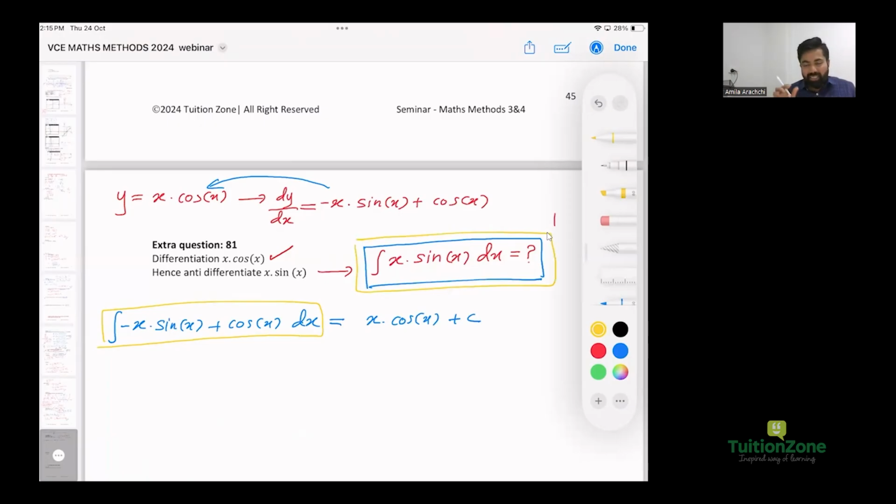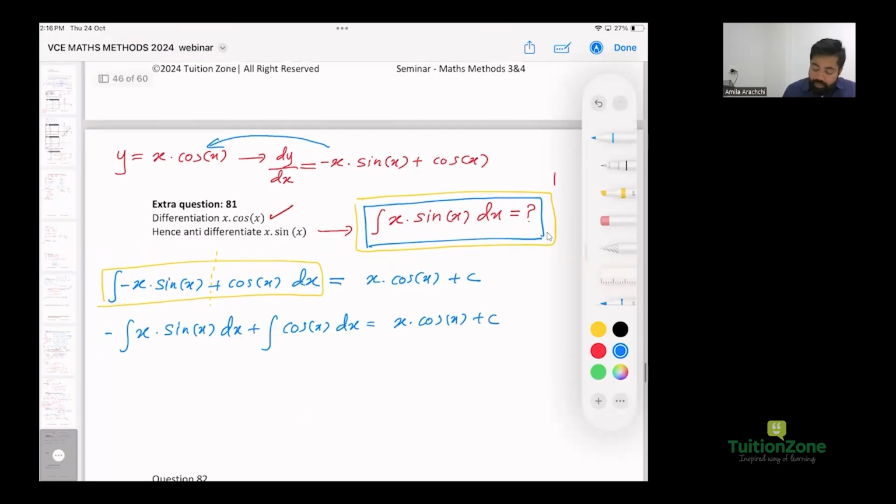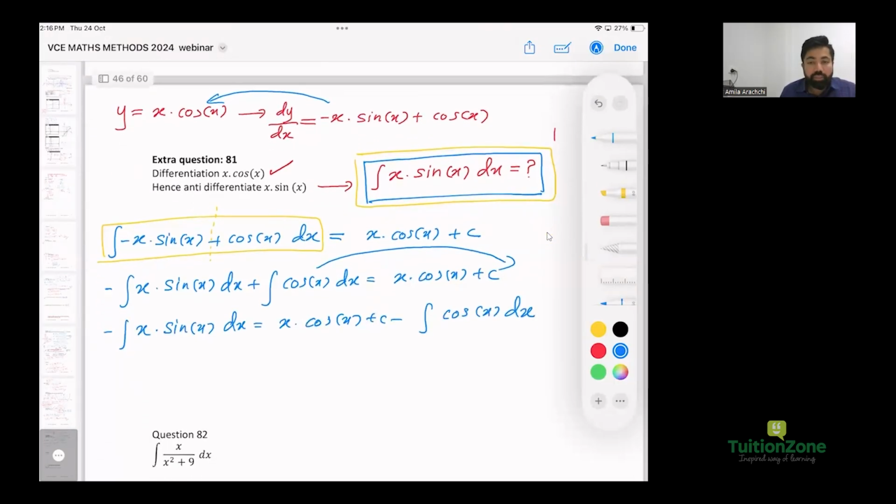No, really. But I can see part of that is in there. So the rest of them need to be removed to the other side. So first thing is split that up. Can I just say a negative integral x sin x dx plus integral cos x dx, so separate them, equals x cos x plus c. And then I will take this to the other side. Does it make sense so far, all of you? We're expecting something like that, very similar now.